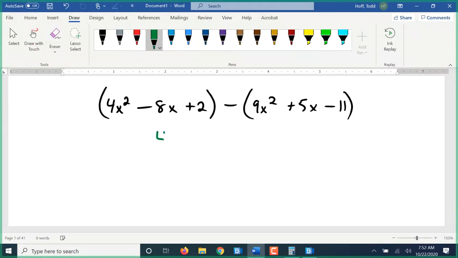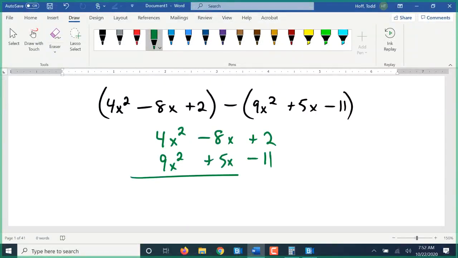So we set this up, our 4x squared minus 8x plus 2. The 9x squared goes under the 4x squared. Positive 5x under the negative 8x. Negative 11 ones under the positive 2 ones. And we are subtracting.